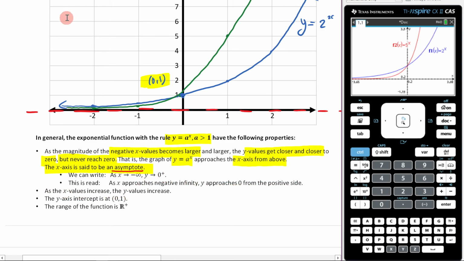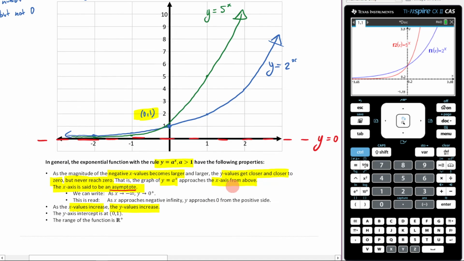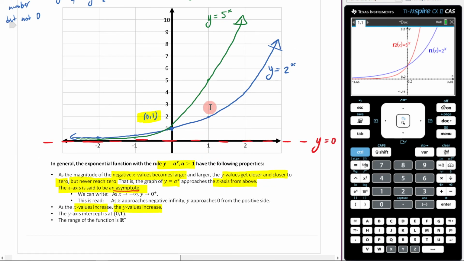What else can we say here? We can also say that as the x values increase, the y values increase. So no big surprises there. As we get bigger x values, we get bigger y values. The y-axis intercept is (0, 1). That was true for both of them. And the range of the function is all positive real numbers. So you're not getting any negative numbers there. They're all above the x-axis.